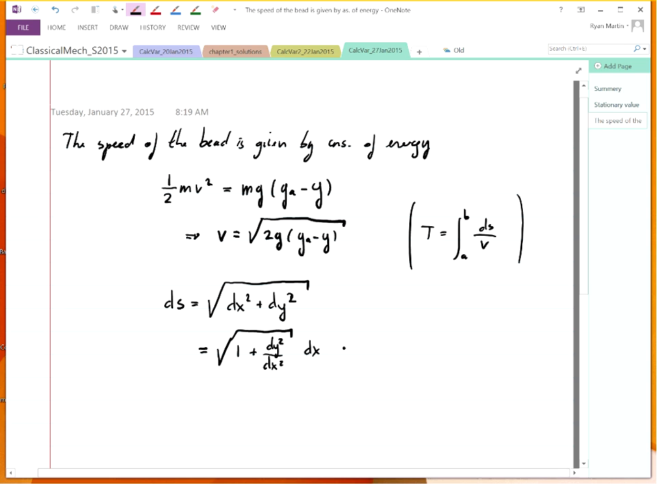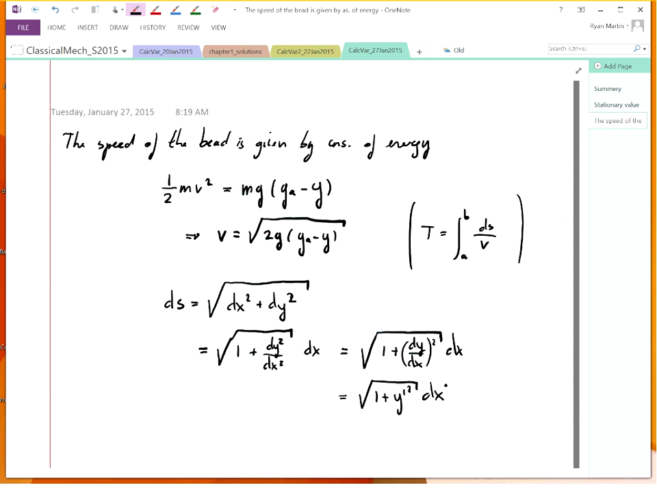And so I can write this as 1 plus dy over dx all squared, or using our prime notation as the square root of 1 plus y prime squared dx. Okay, so that's a little bit of trickery to get the integral in the form that we like it.